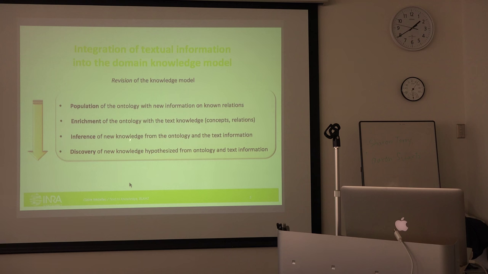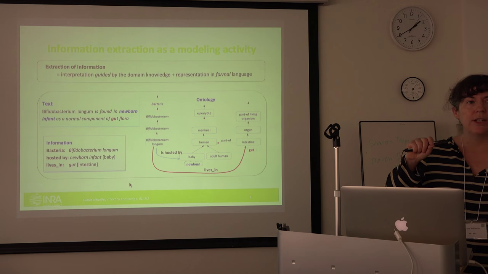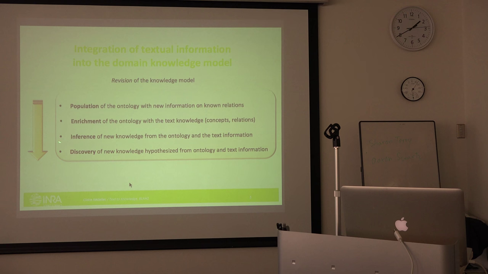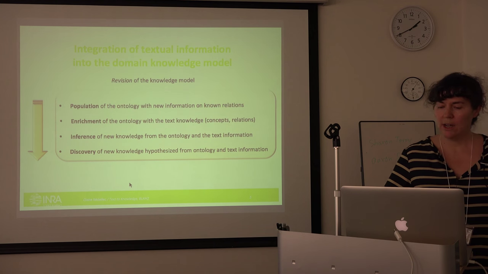But we can do more than this population of the ontology with new information. What we want to do is also to enrich the ontology. And this could be done in the example here by adding the newborn concept and the gut concept, if we think that they are relevant for this domain. Instead of just tagging these terms in the text, we can add them at the conceptual level. But we could also do some inference of new knowledge from the ontology and the text information, as Wilfried mentioned this morning, and even more, discovery of new knowledge that could be hypothesized from the ontology and the text information. And these are different levels of using the information from the text in combination with the ontology, which comes to revise the knowledge model according to the text.